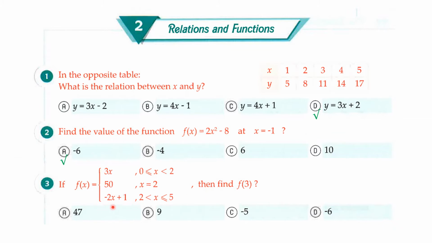Substitute the 3 in it. What will you get? Negative 2. Over here, you're going to substitute the 3. Negative 2 times 3, you're going to get negative 6. Negative 6 plus 1 is going to give you negative 5. So the answer is C.